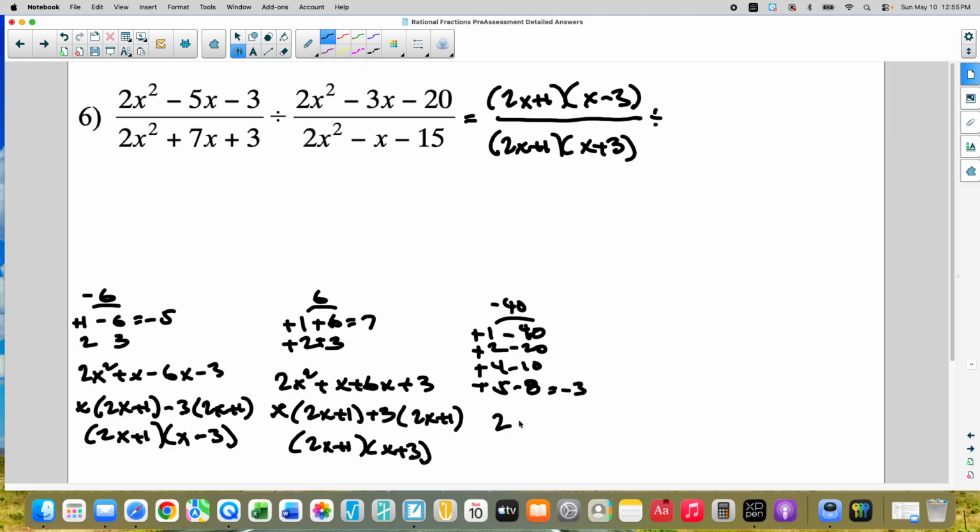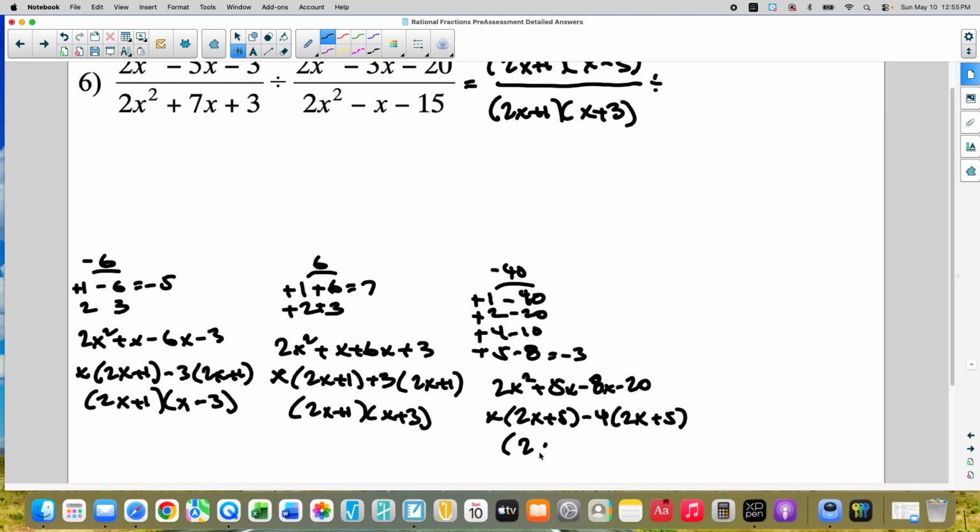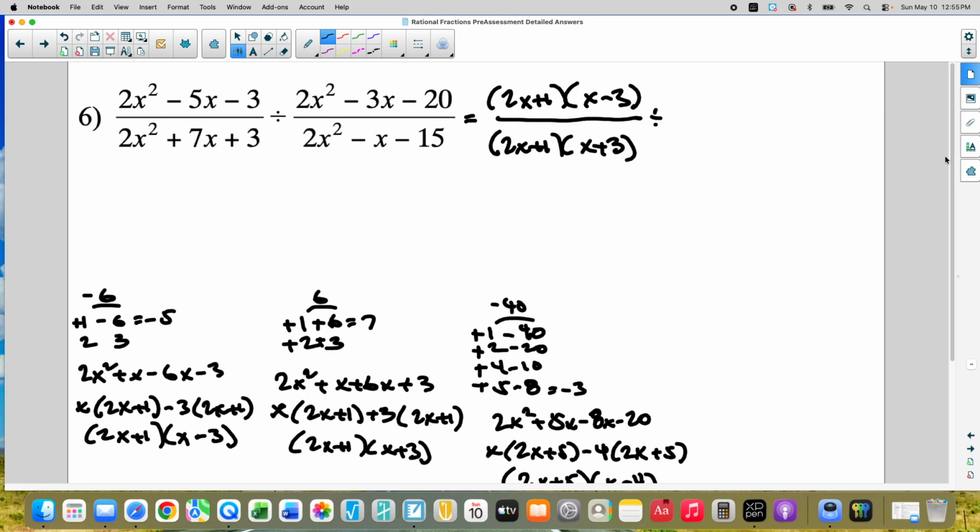So we get 2x squared plus 5x minus 8x minus 20. Factor out an x, you get 2x plus 5. Factor out a negative 4, you get 2x plus 5. 2x plus 5, x minus 4. Just checking. Yep, good. We'll do this one.